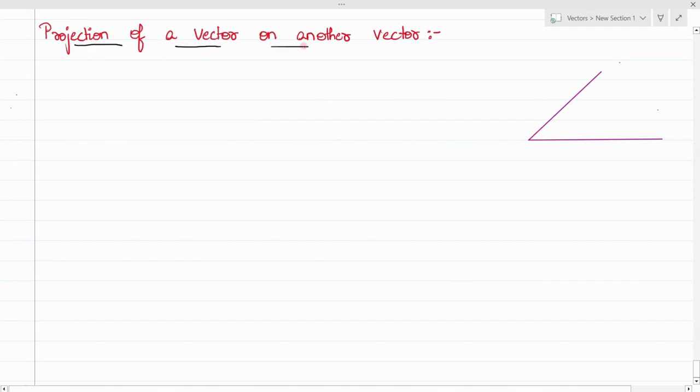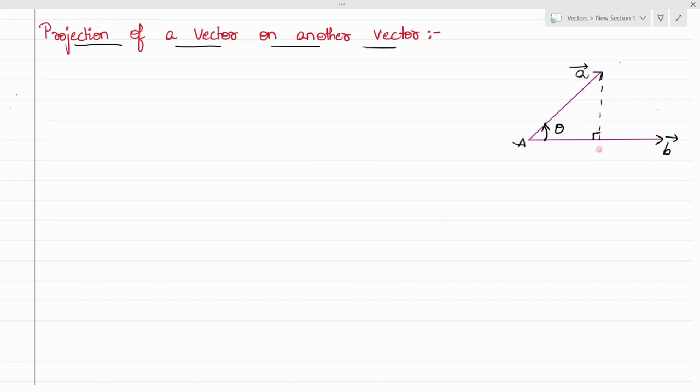Projection of a vector on another vector. So if these are two vectors, vector A and vector B, and theta is the angle between them. To find the projection, first we need to draw a perpendicular from A vector. So now this becomes A, B and C.